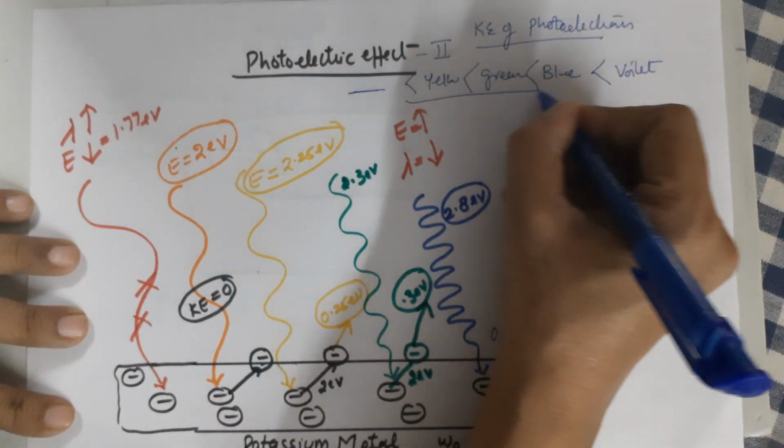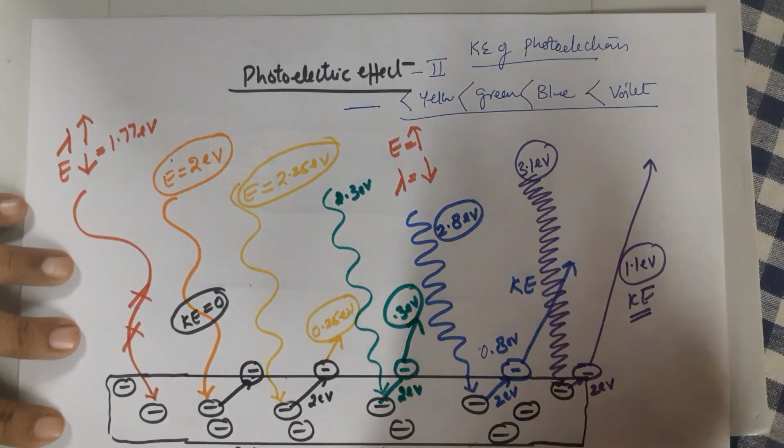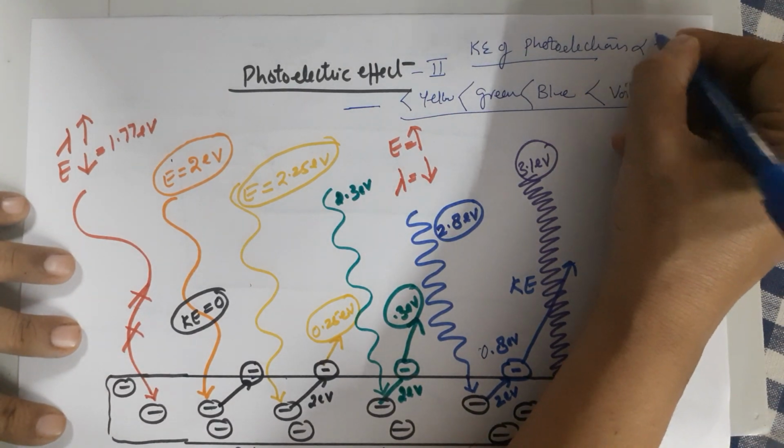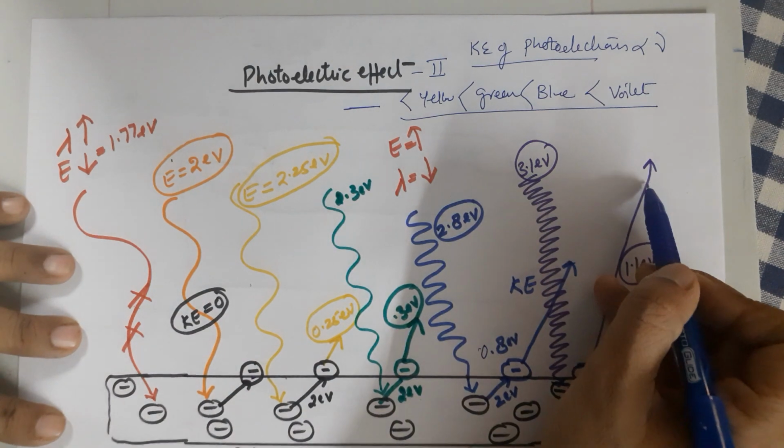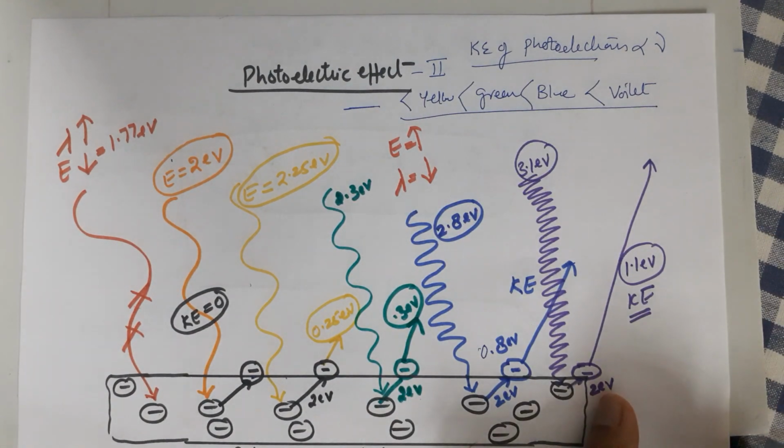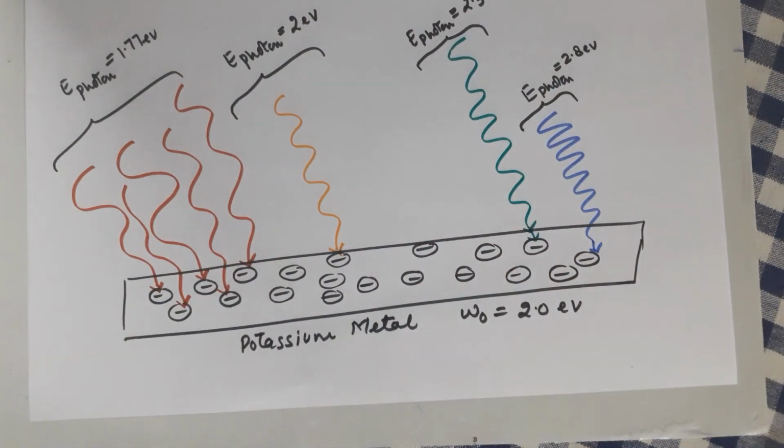So the kinetic energy is found to be directly proportional to the frequency of the hitting photon. As the frequency of the photon increases, the kinetic energy would increase. Fine. Now coming to the second part of it.